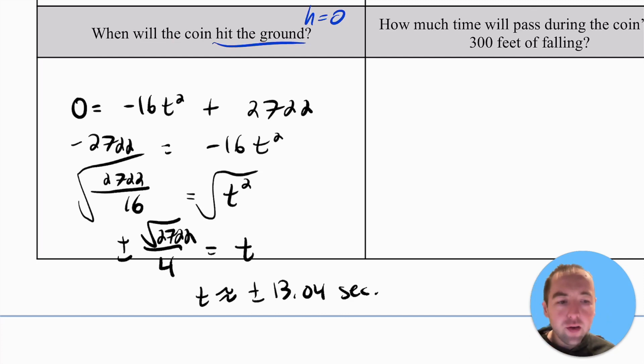The negative time wouldn't make sense, right? Because it's not going to happen backwards in time. So really at 13.04 seconds approximately, right, is when it's going to hit the ground.